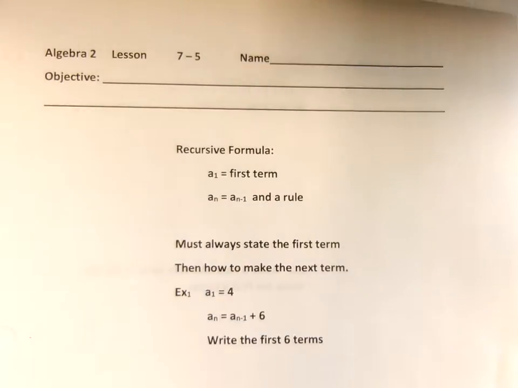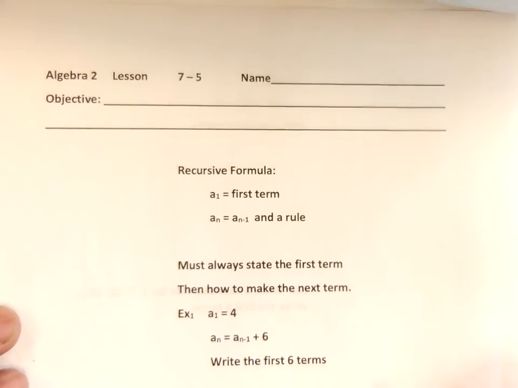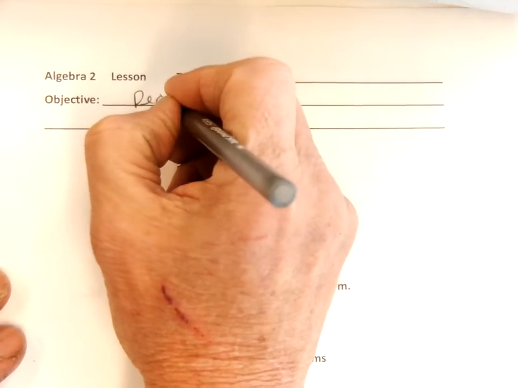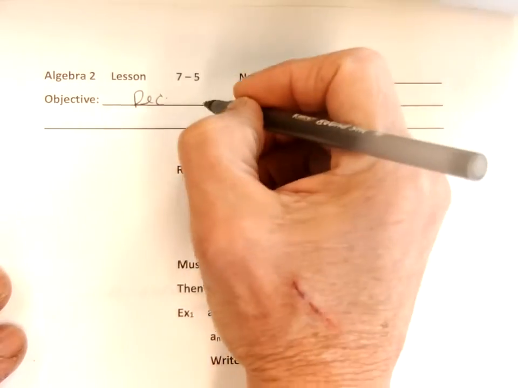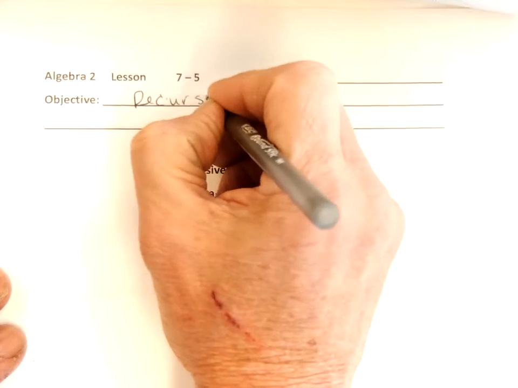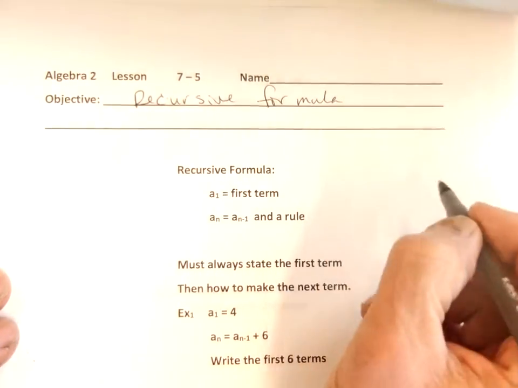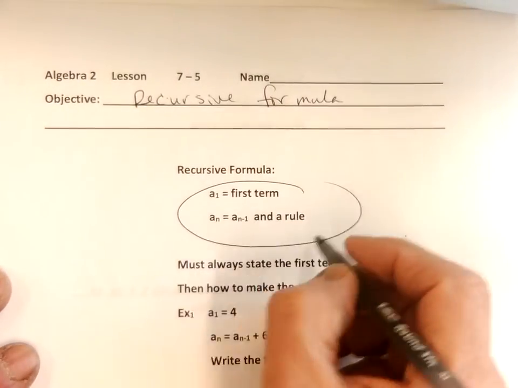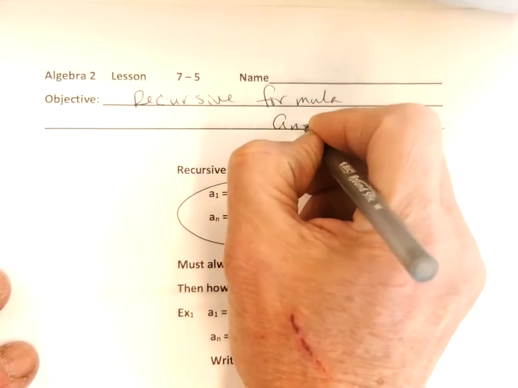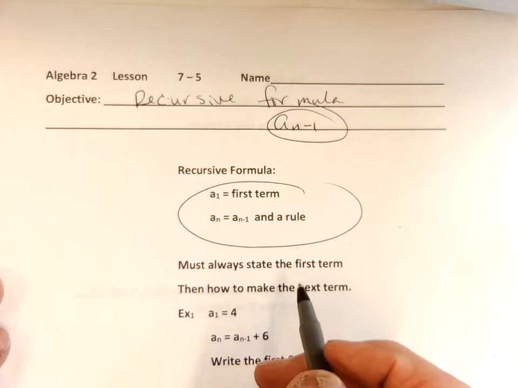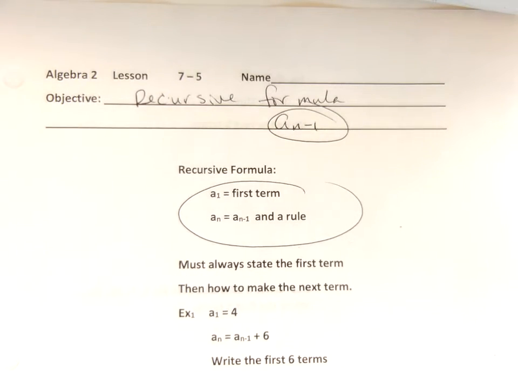Okay, so today what we're going to talk about are what we call recursive formulas. They're different. They've got this a of the n minus 1 thing. Well, we've been teaching and learning what we call explicit formulas, which I prefer. Explicit formulas are much easier to do.